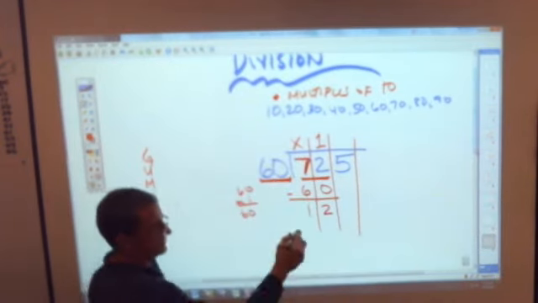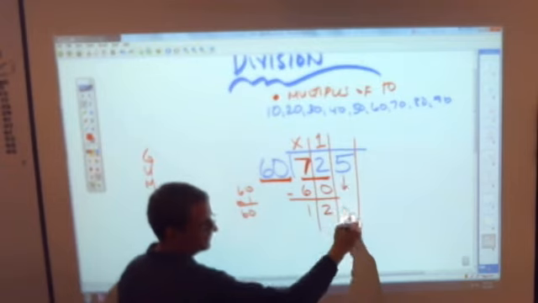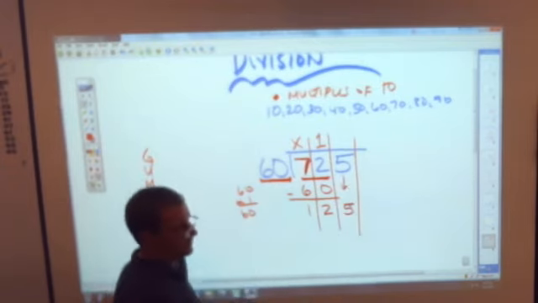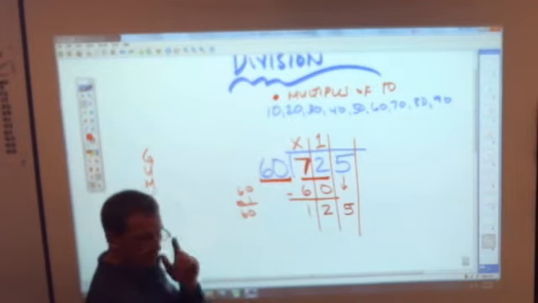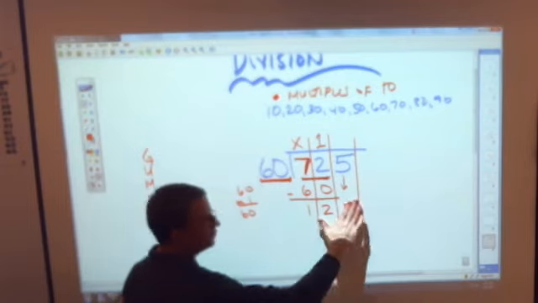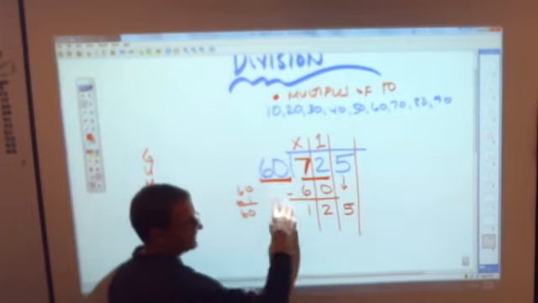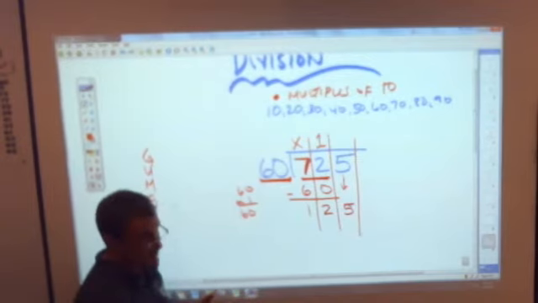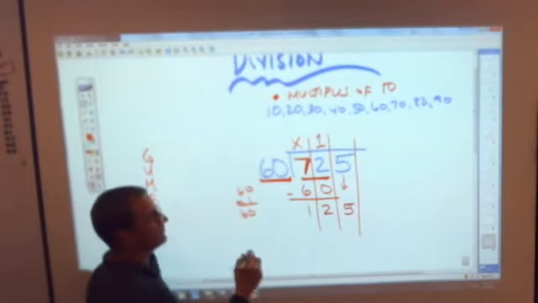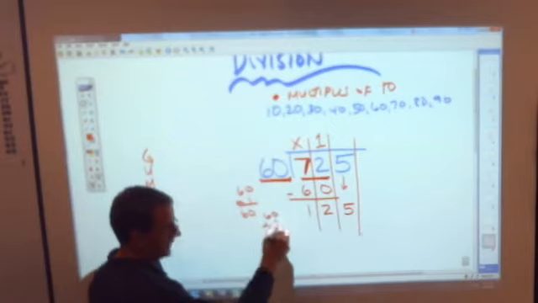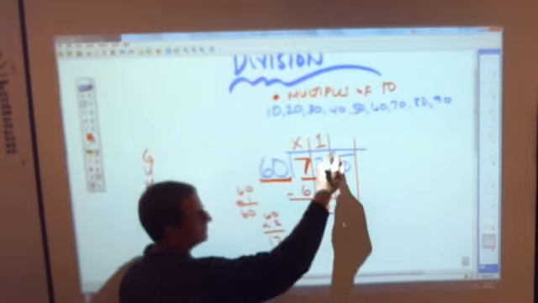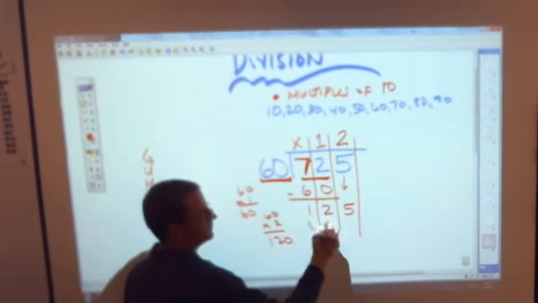And then the next rule is this. You bring down the next number, which is a 5. So now I have to see how many times 60 goes into 125. Maybe that isn't completely obvious, but if you cover up the 5 and cover up the 6 and think about how many times 6 will go into 12, that's a good shot at what the answer would be. 6 goes into 12 two times, and 60 times 2 is 120. Does that sound about right? Yes, I think so. So I put my 2 there and I get 120.